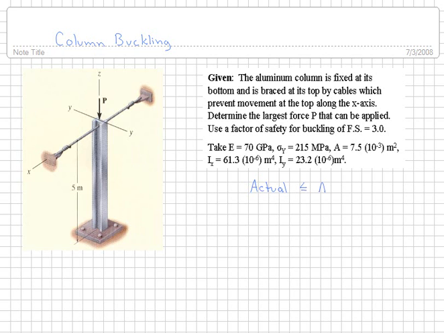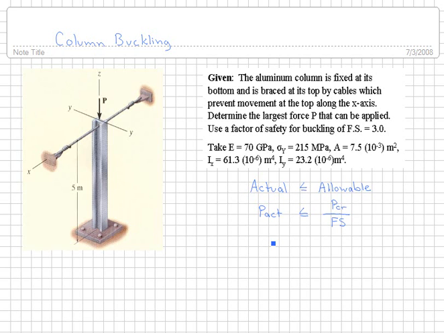Begin this problem with our governing equation for all analysis and design problems: actual is less than or equal to allowable. Now we must ask ourselves, actual what? Well, in this case, it is the actual load P, which must be less than or equal to our failure, since we're dealing with buckling, that will be the buckling load, divided by a factor of safety.